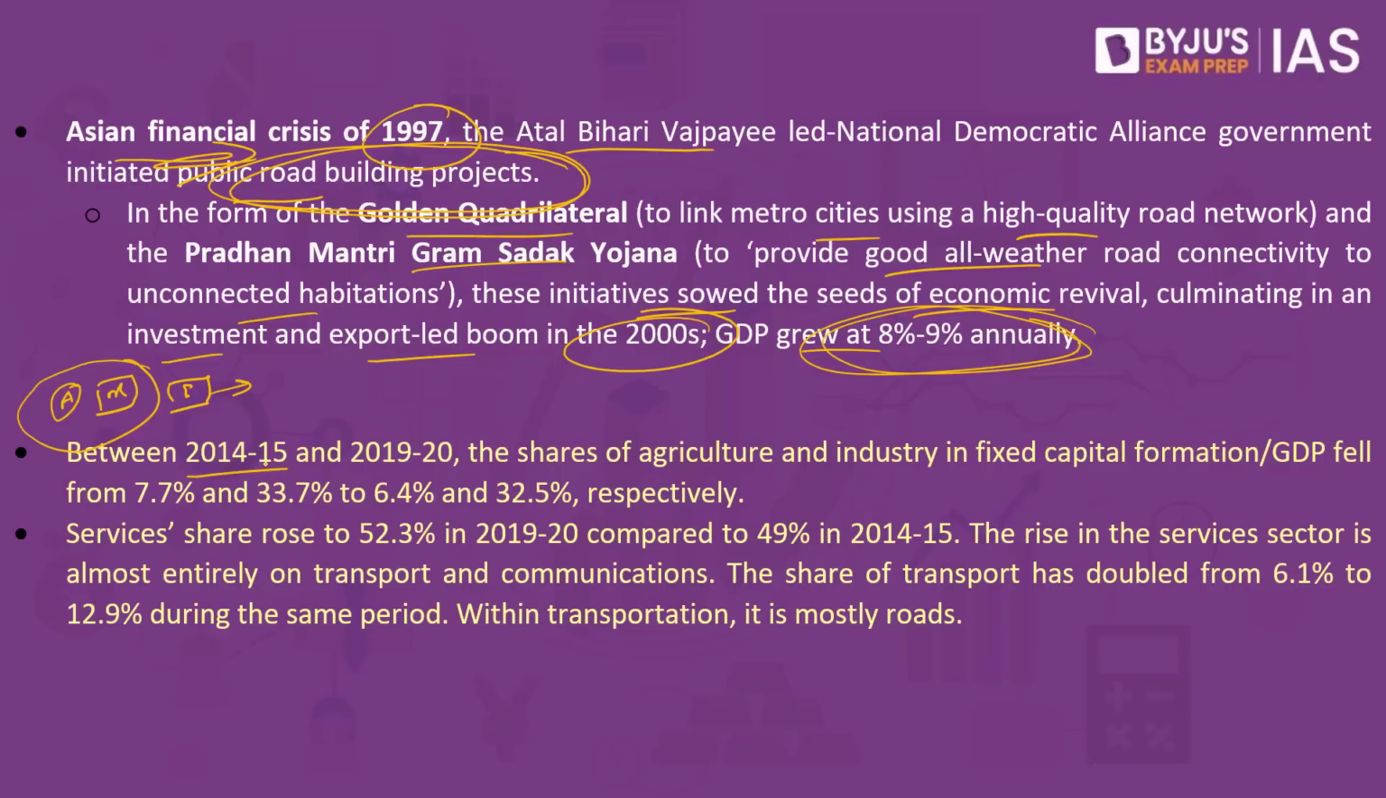Between 2014-15 and 2019-20, the shares of agriculture and industry in fixed capital formation or the GDP fell from 7.7% and 33.7% to about 6.4% and 32.5% respectively. During the same period, the service share rose to 52.3% in 2019-20 compared to 49% in 2014-15. The rise in the service sector is almost entirely in transport and communications. The share of transport has doubled from 6.1% to 12.9% during the same period. Within transportation, it is mostly the roads.